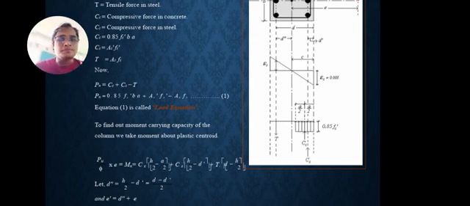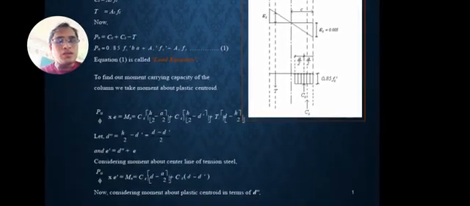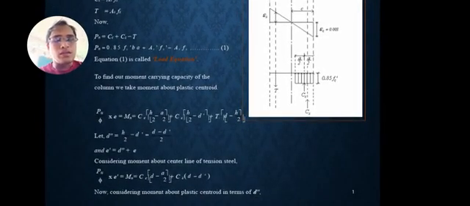To find the moment carrying capacity of the column, we take moment about the plastic centroid. So, P_n times e is equal to M_n, which is equal to C_c times (h/2 minus a/2) plus C_s times (h/2 minus d') plus T times (d minus h/2), where d_2 is equal to h/2 minus d', and d_2 is equal to d minus h/2, and e_1 is equal to d_2 plus e.